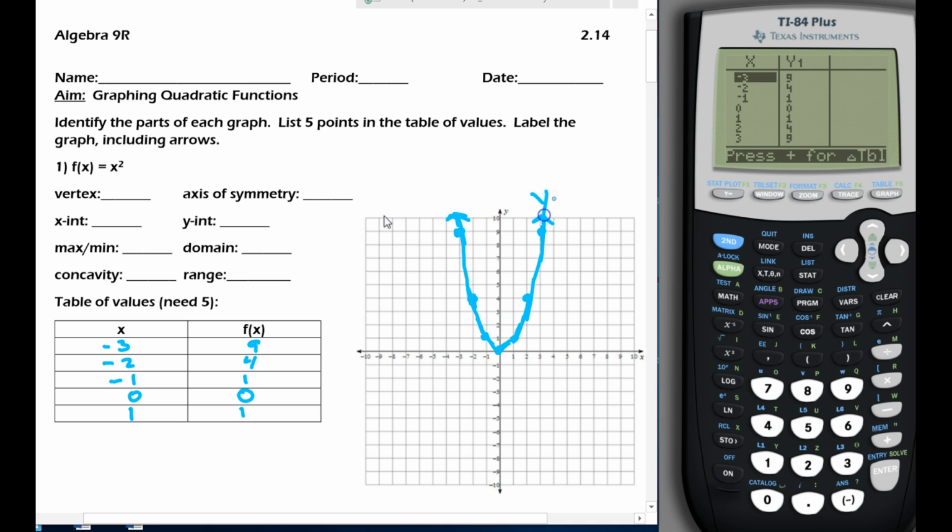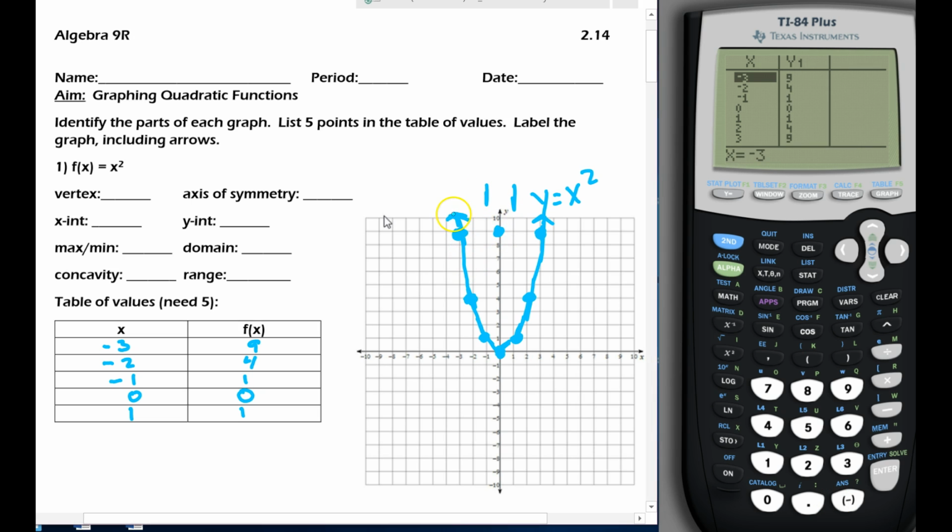You want to graph your function. You want to label the function. Okay, try to make your points visible so you can see them later. Okay, and that's a graph of y equals x squared. Now we're going to move over and identify our different pieces. This is a concave up function, right? It looks like a smiley face, right?